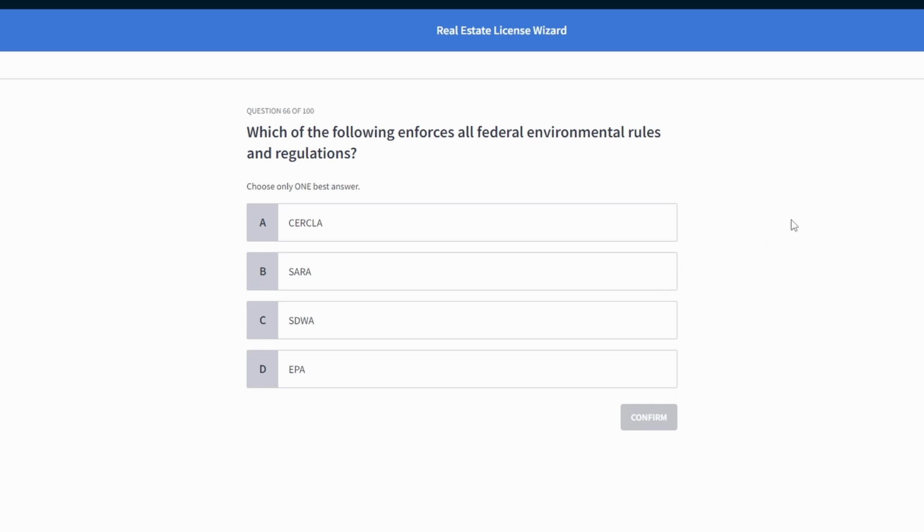All right, 66. Which of the following enforces all federal environmental rules and regulations? A, CERCLA, B, SARA, C, SDWA, or D, EPA? So think that one over.